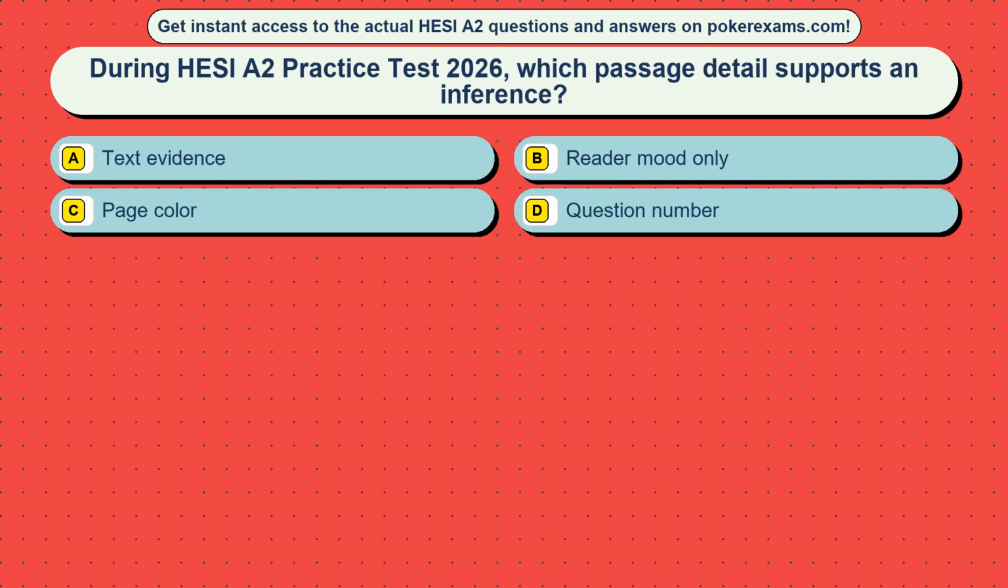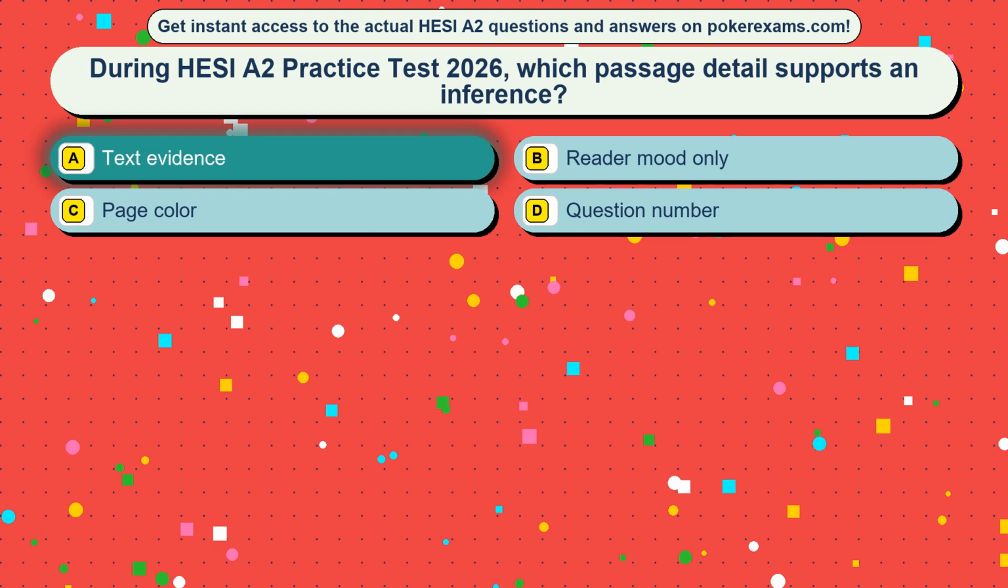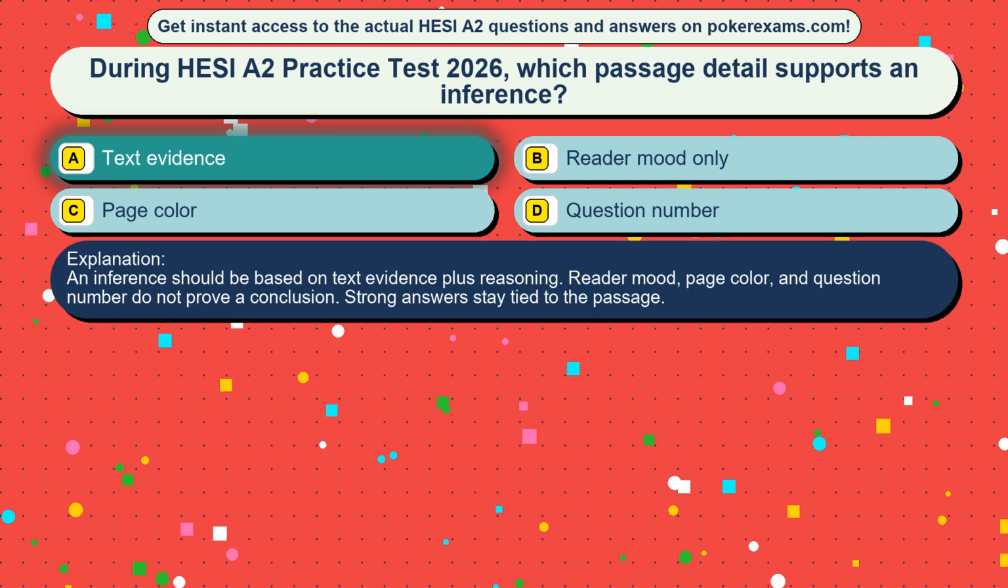Question 41. During HESI A2 Practice Test 2026, which passage detail supports an inference? Option A, text evidence. Option B, reader mood only. Option C, page color. Option D, question number. The correct answer is option A, text evidence. An inference should be based on text evidence plus reasoning. Reader mood, page color, and question number do not prove a conclusion. Strong answers stay tied to the passage.